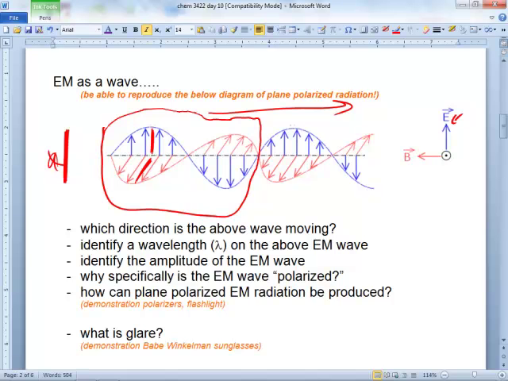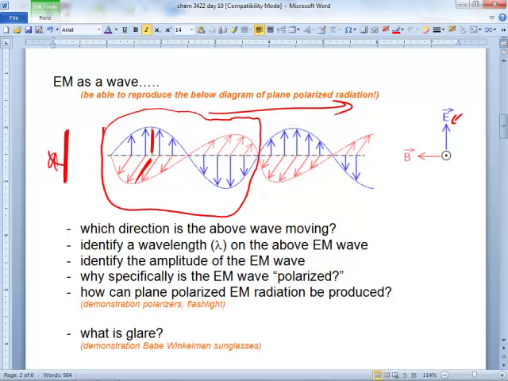How can we make plane polarized radiation? Rob, how can we make plane polarized radiation? Yeah, use a little polarizer would be one way, right? That'd be one way. There's plane polarized radiation. There's an easier way. Glare. What's glare?